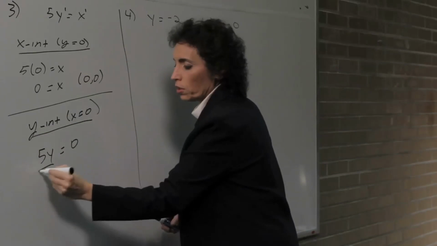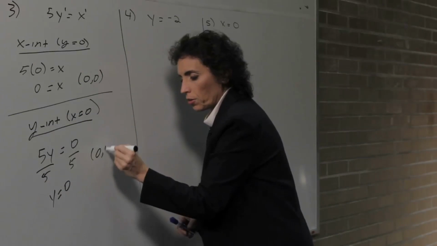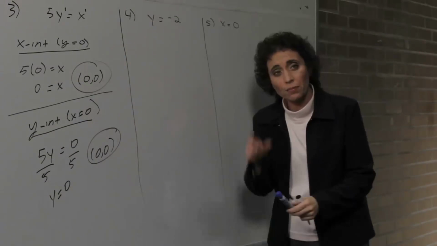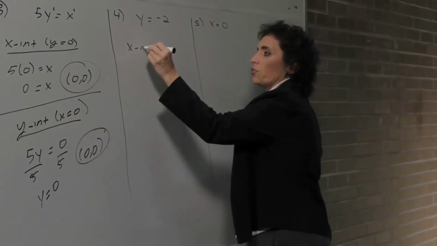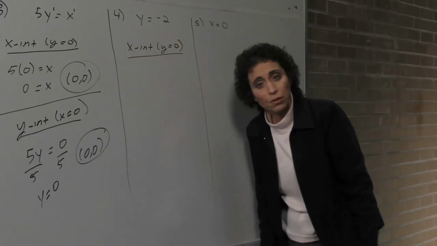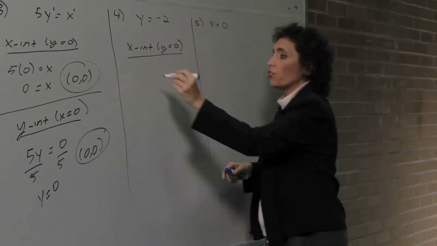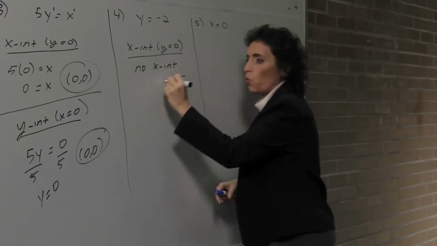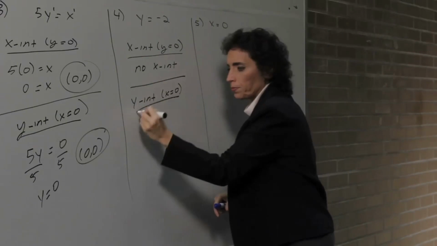5y equals 0. Divide by 5. There's your 0. So we get (0, 0). So you have one x- and y-intercept. It is (0, 0). Okay, y is negative 2. To find the x-intercept, y has to be 0. Y can't be 0, because y has to be negative 2. That's defined as that. So there is no x-intercept.